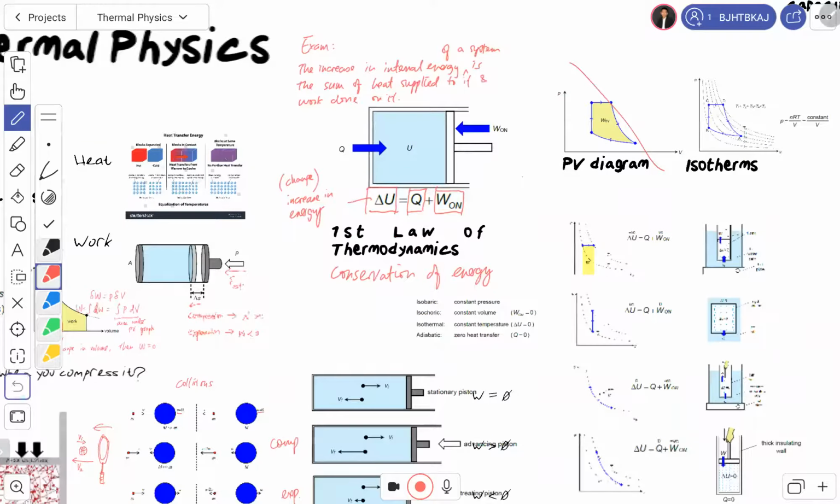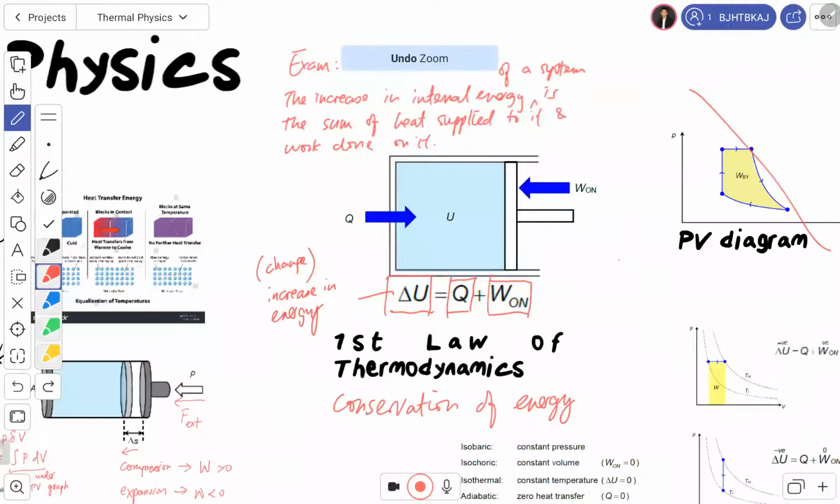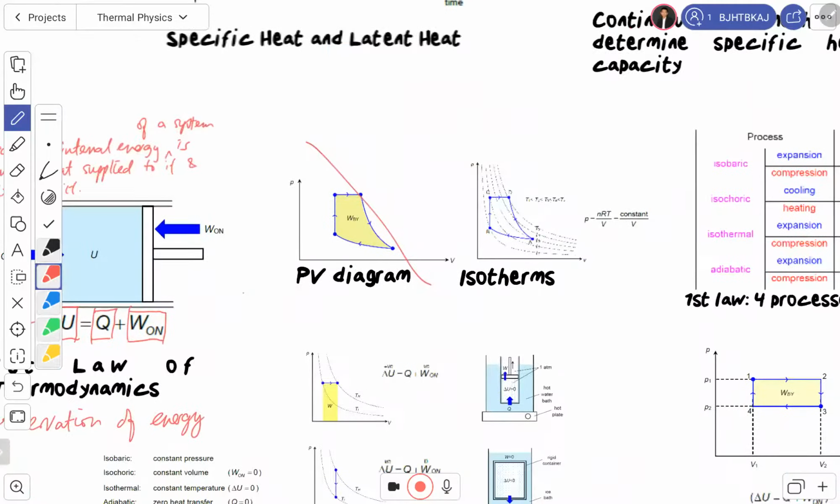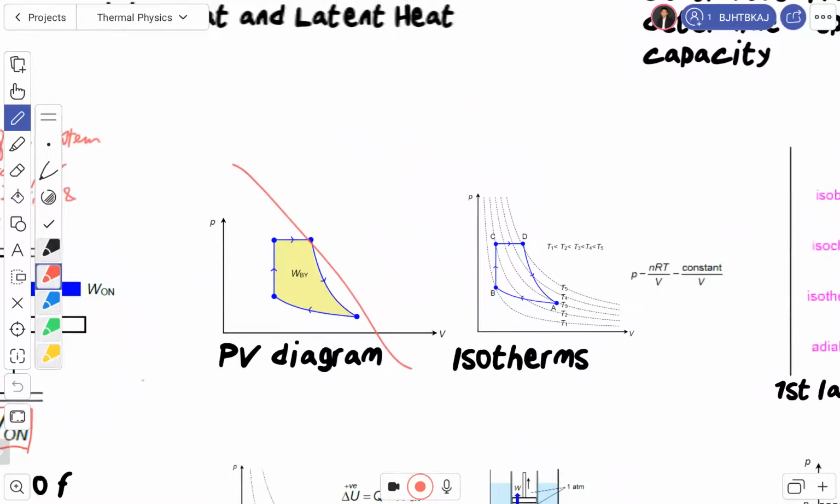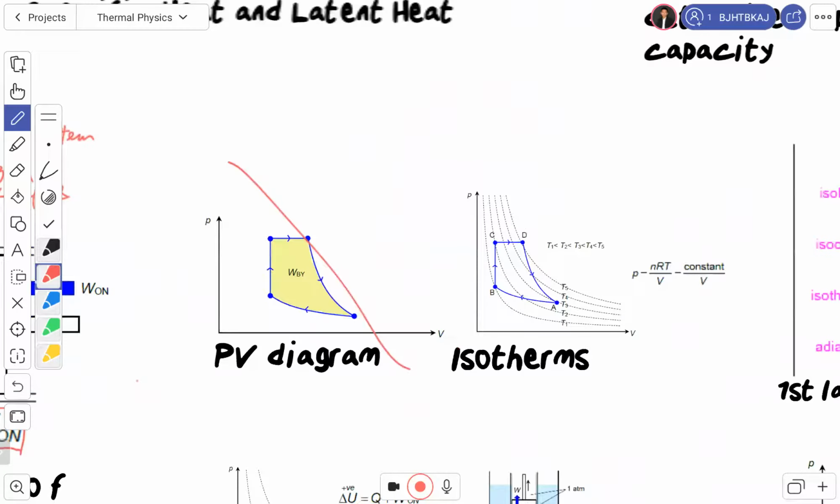Finally, let's look at the thermodynamic processes. To study a thermodynamic process, we will always use a PV diagram. The PV diagram is useful.